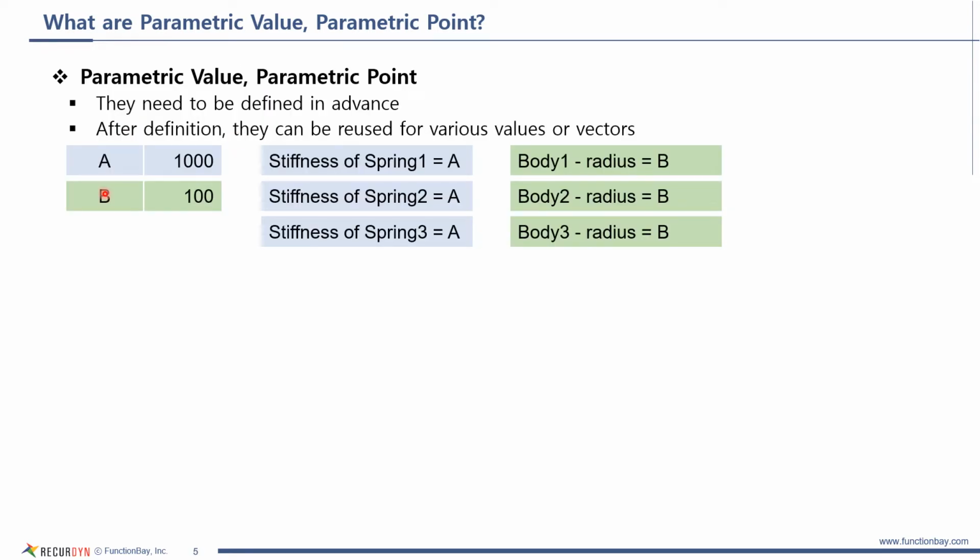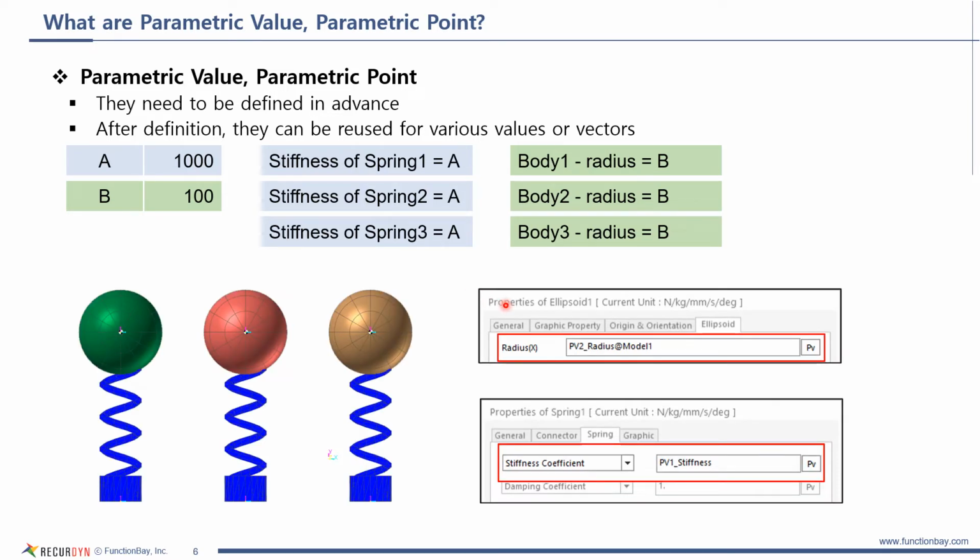For example, let's say we have two variables, which are a and b. Let's assume that a equals 1000 and b equals 100 are defined. Different spring stiffnesses or body radii can be defined using these a and b parameters. For example, you can define stiffness as a and the radius of body as b.